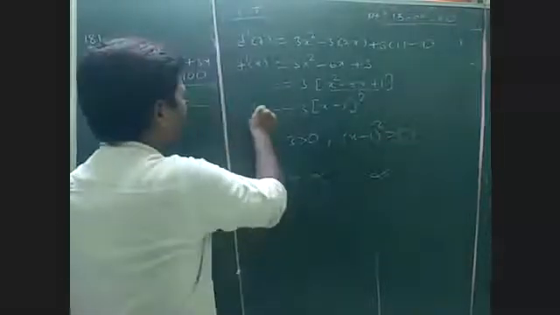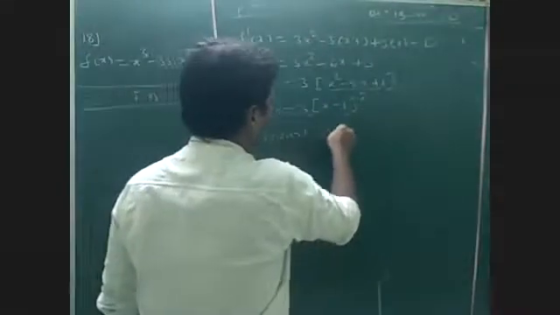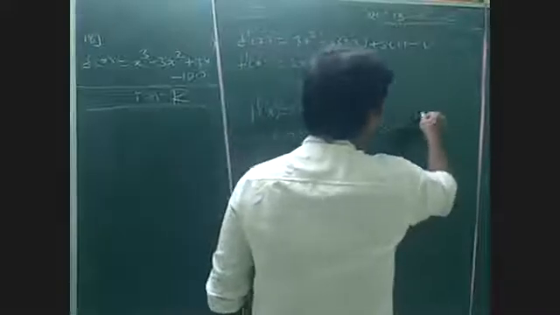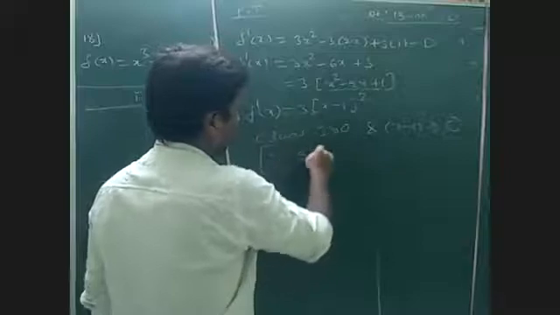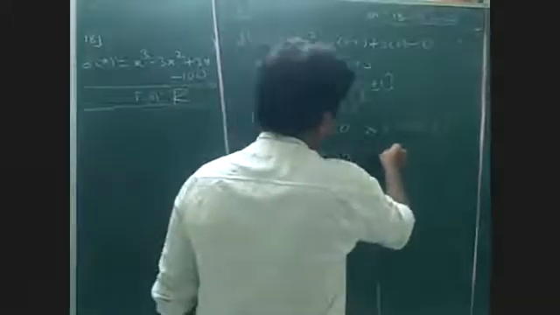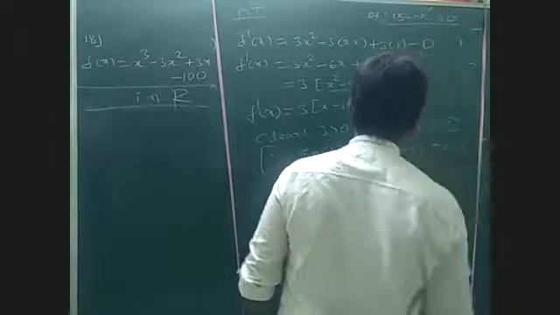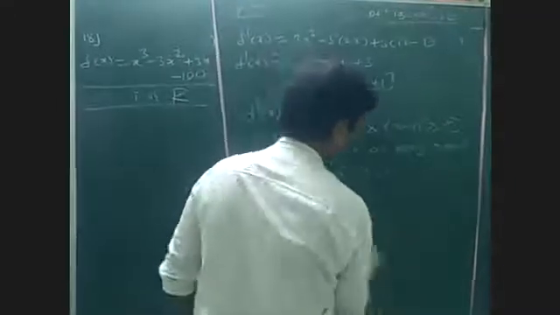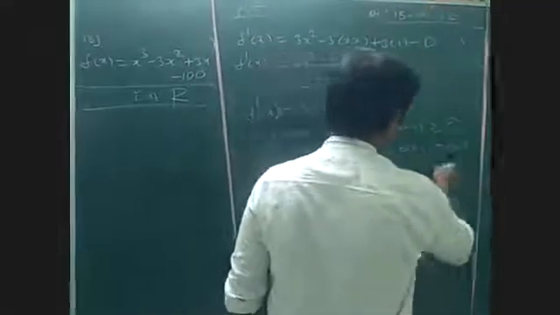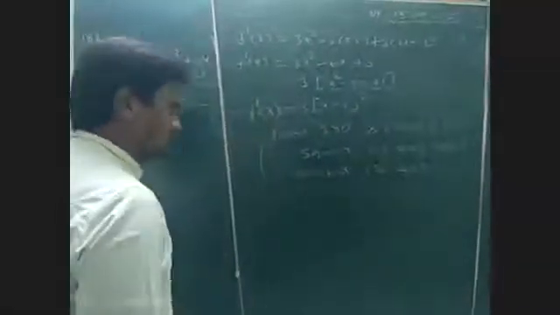So finally, what can we conclude here? Otherwise, we can write down clearly 3 greater than 0 and x minus 1 whole square is greater than or equal to 0, since the square of any real number is positive or greater than or equal to 0.